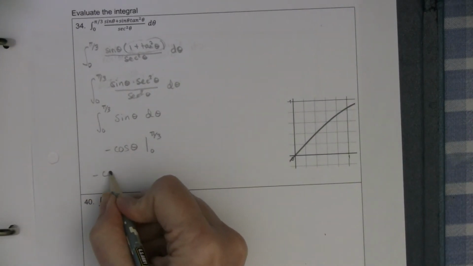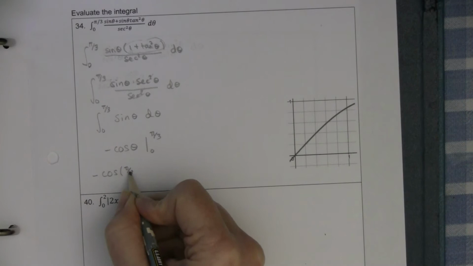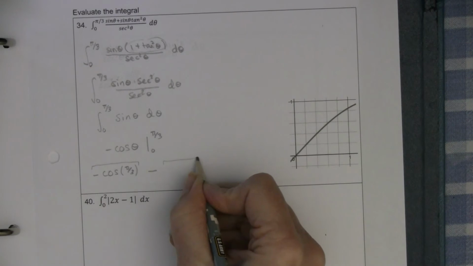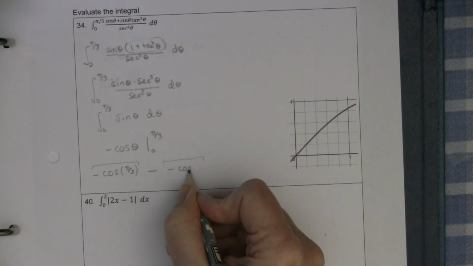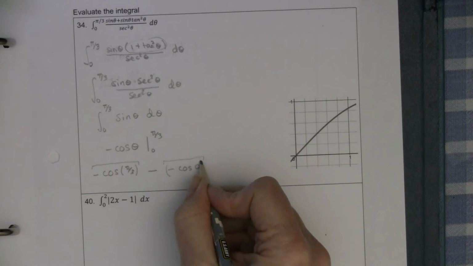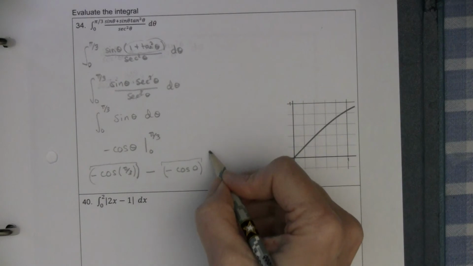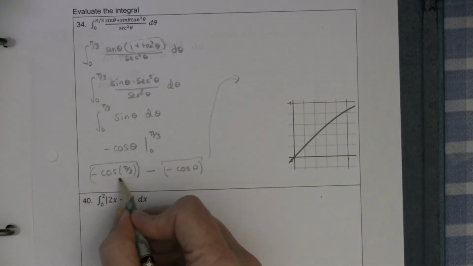So this is negative cosine of pi over 3. It's my upper bound minus my lower bound. Here's my lower bound, negative cosine of 0. I usually put parentheses around both of them. Now all I have to know is the cosine of 0 and the cosine of pi over 3, and then I'm in business. You can look on your calculator for them just to verify. I was thinking that it was half, but then I thought, oh my gosh, what if I'm wrong? Could be bad. So this is negative half.